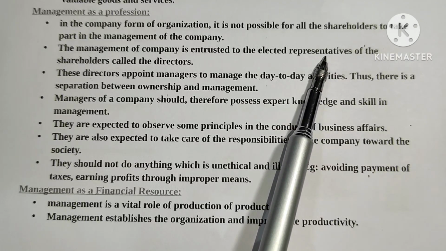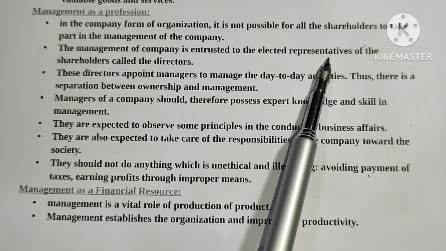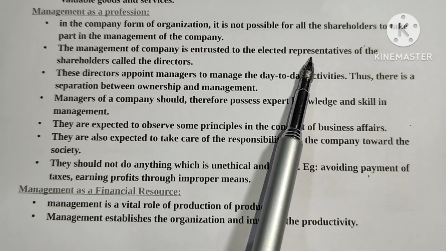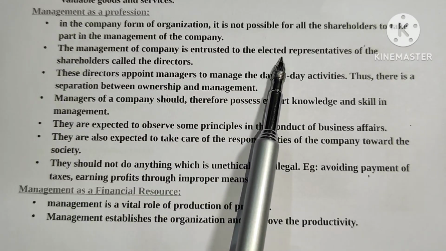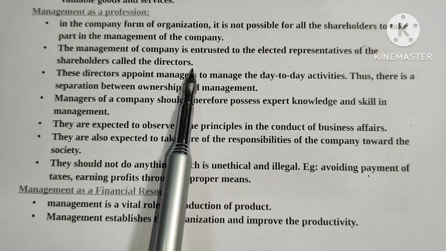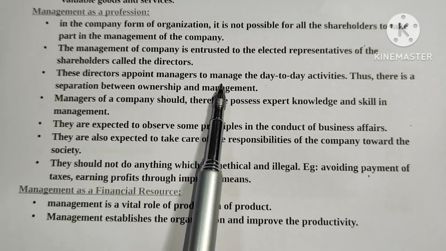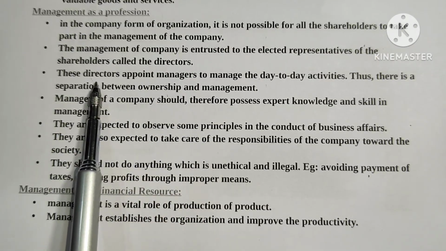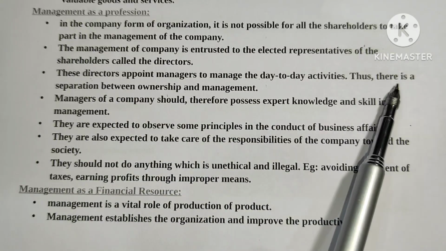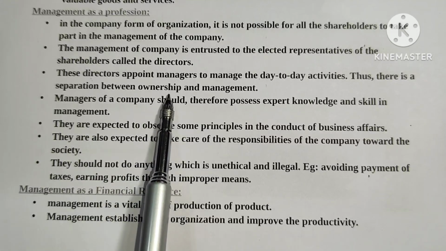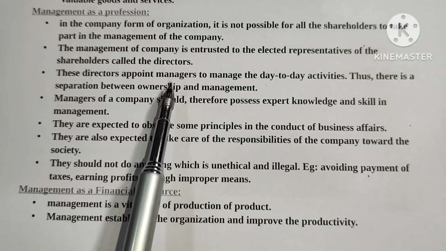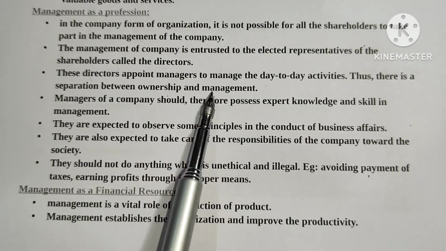If 10 owners have invested money in starting a hospital, they all cannot come for every meeting and supervise the work. So they give this responsibility to the elected members of the shareholders, who are called directors. And these directors appoint managers. These directors cannot do all the jobs. Again, they appoint managers to manage day-to-day activities. Thus, there is a separation between ownership and management. Owners are different, shareholders are different, managers are different, directors are different.